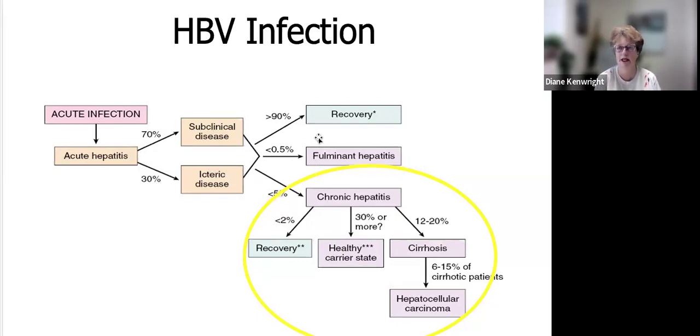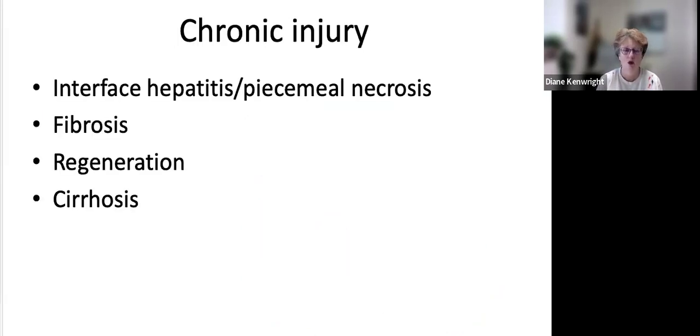That's the massive or submassive hepatitis, and others move on to chronic hepatitis, in which some spontaneously recover. Some are in a carrier state where the liver doesn't become cirrhotic, and some go on to liver cirrhosis and get complications such as hepatocellular carcinoma. What are the key words for chronic injury in the liver? These are them: interface hepatitis, which is the same as piecemeal necrosis, fibrosis, regeneration, and cirrhosis.